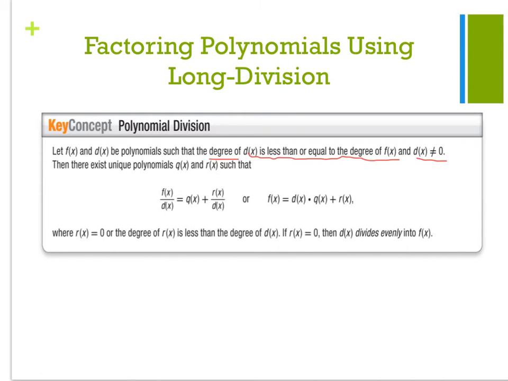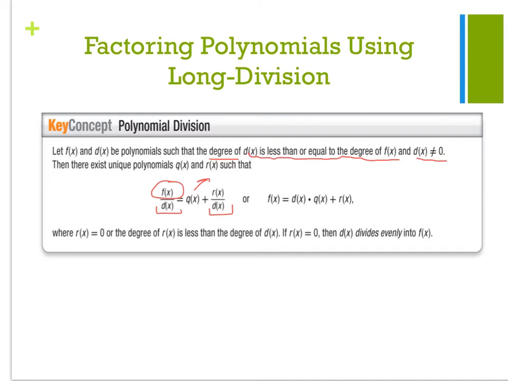Then there exist unique polynomials, q of x and r of x, such that when we divide f of x by d of x, we get our quotient, q, plus a remainder, which is r of x over d of x. Okay, this will make more sense in a second.